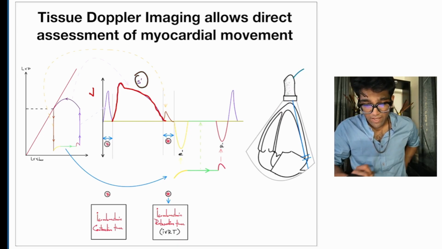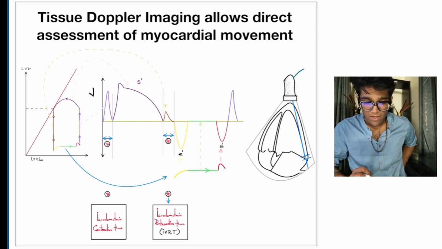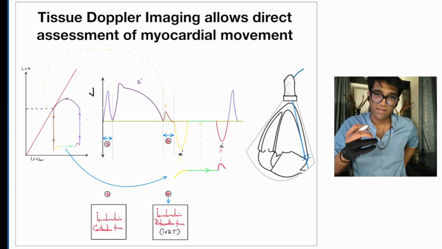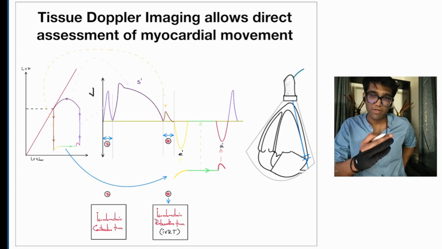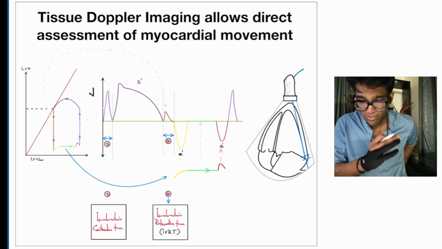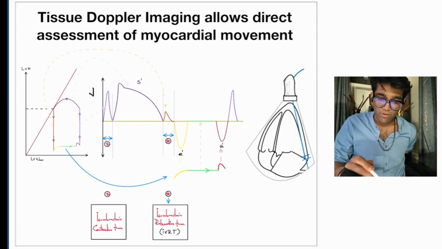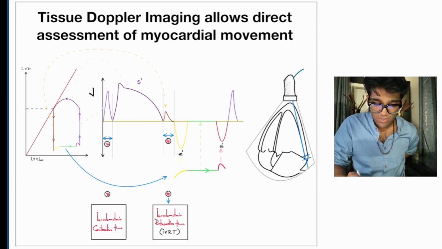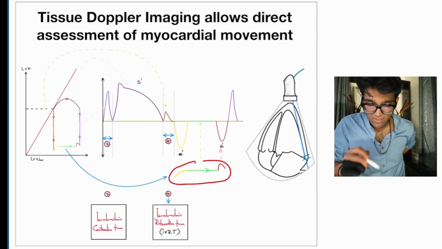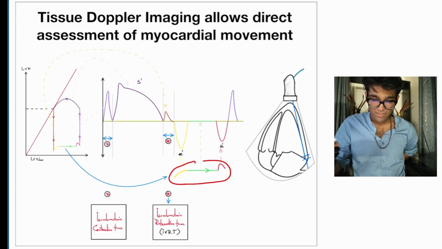Then during your isovolumetric relaxation phase, again there is a relaxation. But that relaxation, like I said, happens first in the epicardium, then in the mid myocardium, then in the subendocardial myocardium. So again there is a slight positive deflection. And then finally we come to our diastole. This is your diastole, and we will discuss this in great detail in the next video.